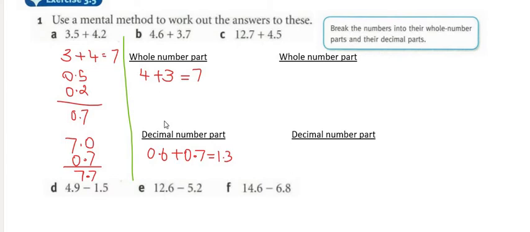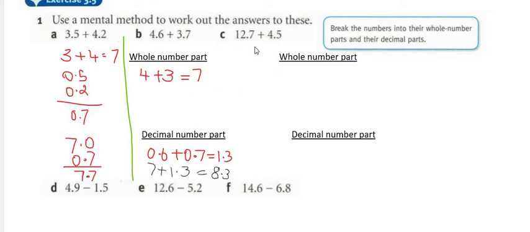And so we add the final values, that is 7 plus 1.3. We are adding the whole number part and the decimal part, which gives us 8.3. So that is the answer for the addition of 4.6 and 3.7.